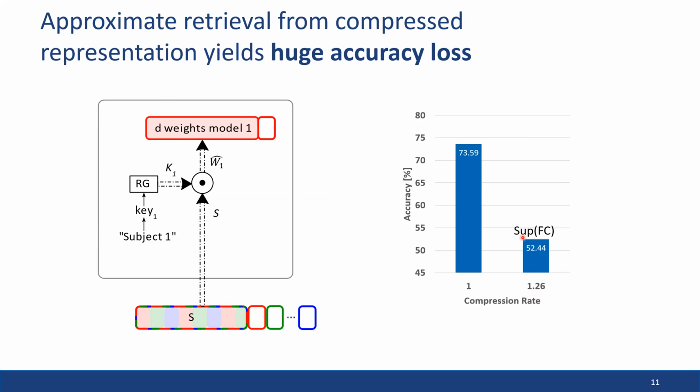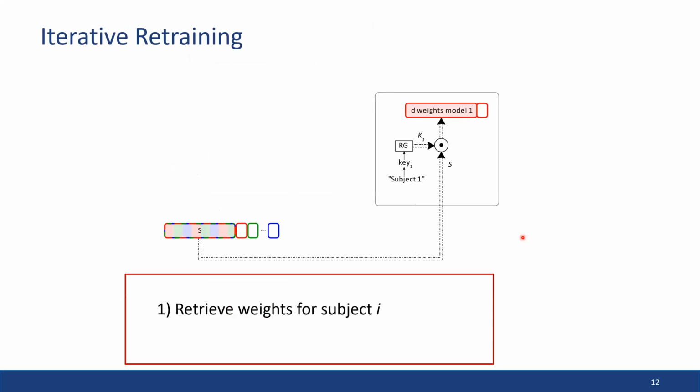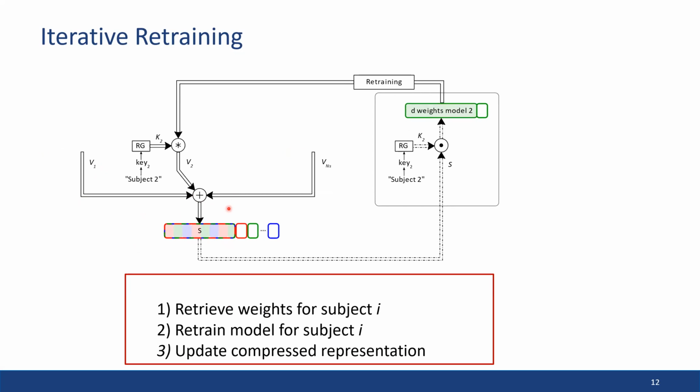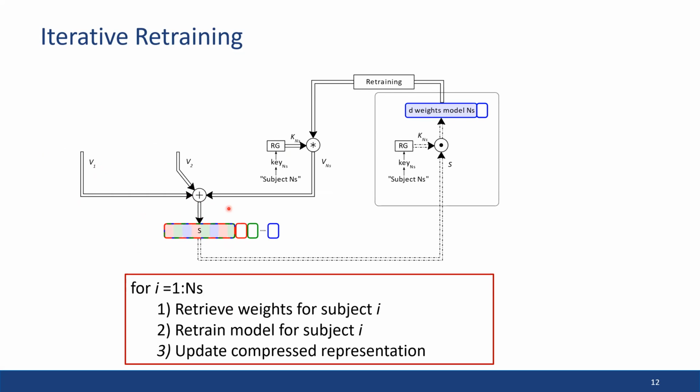So I will now show measures for how we can improve the accuracy using iterative retraining. We want to train the model in a way that it becomes robust towards the noise we introduce when doing the approximate retrieval in the hyperdimensional superposition. Let's say we are given a pre-trained model and we have stored it in the superposition S, and we also have our non-compressible weights. Now we retrieve the weights for subject 1 and do a couple of retraining epochs, let's say 5, and update the model S with the new weights, both from the superposition as well as from the non-compressible weights. And we do this not only for subject 1, but of course for all of the subjects, and for multiple retraining iterations.